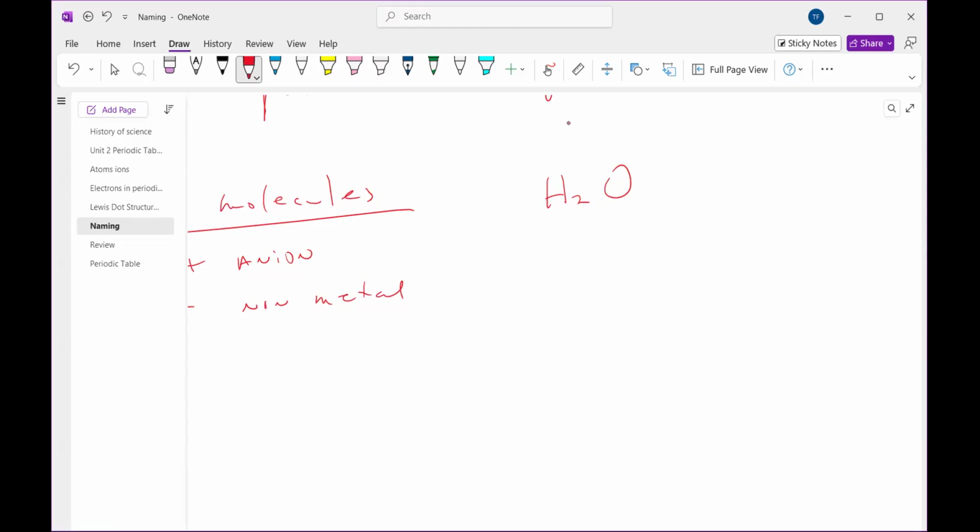All right, so let's look at water. Now, if you look on the common ion chart, you'll find hydrogens are negative and oxygens are negative. So that does not qualify for being ionic. So then it defaults to molecular.